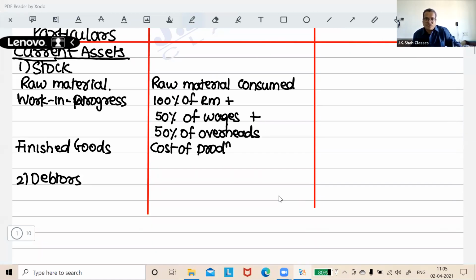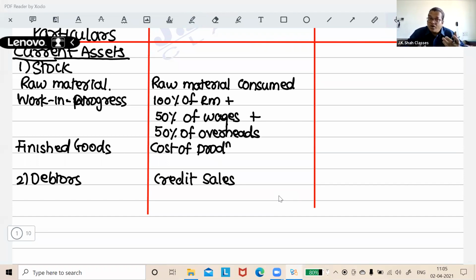Let's talk about next, debtors. I'm very much sure you all will be very easily able to understand at the very first glance that debtors would depend upon credit sales. The bigger the credit sale, the huge amount of credit sale, more will be the amount of debtors. We all know that some businesses don't do credit sales, correct? Those who don't do credit sales, they have zero debtors, right?